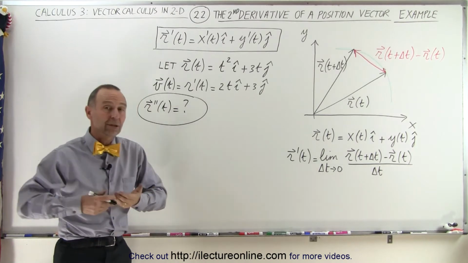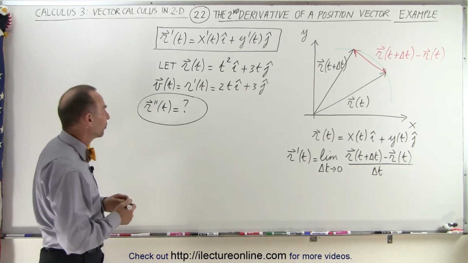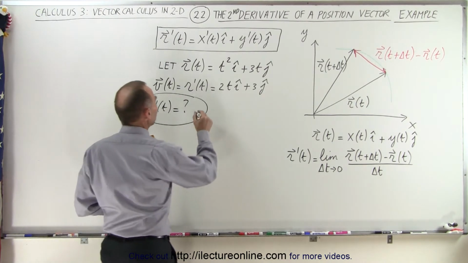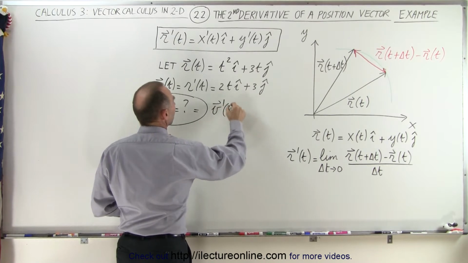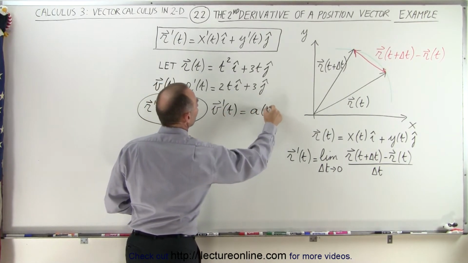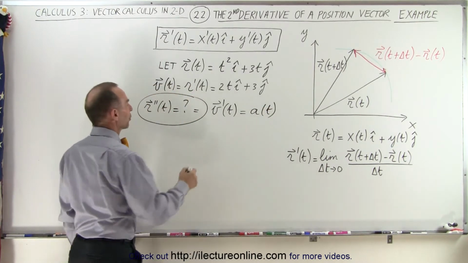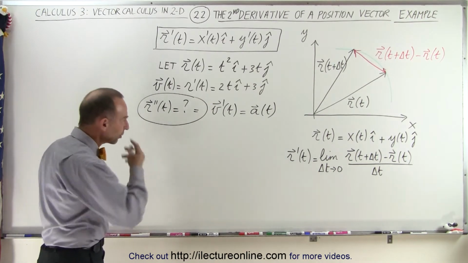In case the position is a function of time, when the parametric variable is equal to time, that means that this is equal to the first derivative of the velocity, which is equal to the acceleration as a function of time. And of course, that would also be a vector quantity. So let's go ahead and do that now.